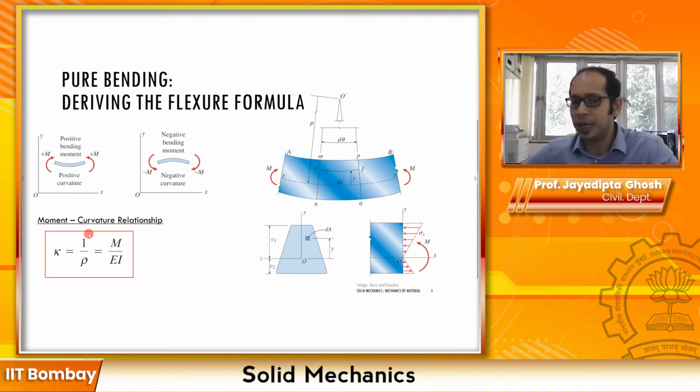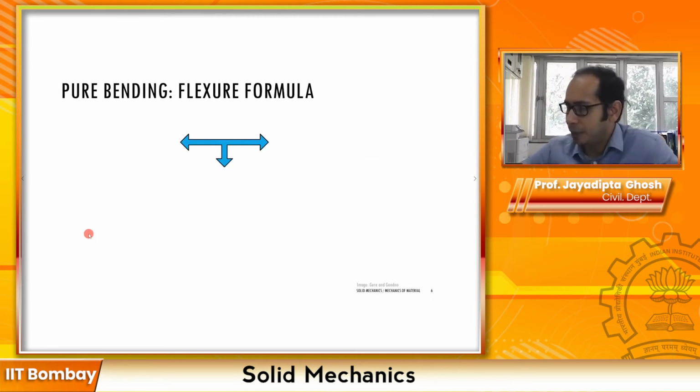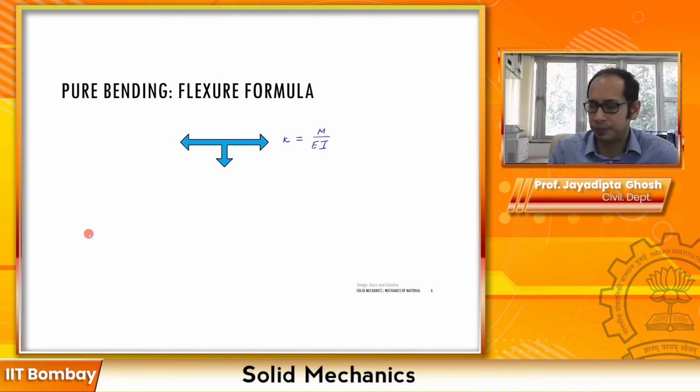Now let's take this relationship ahead and write the Flexure formula. Remember, when we started this lecture, we said the Flexure formula gives you a direct one-to-one relationship between the stress and the moment, right? So let's go ahead and write this relationship which we just saw, that our kappa was equal to M divided by EI. This is what we just derived in the last page, right?